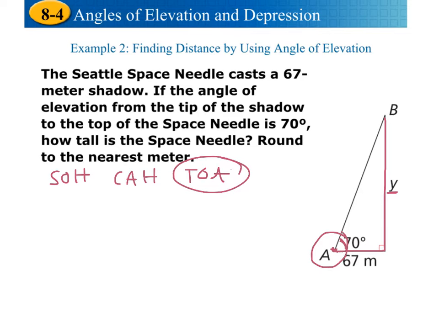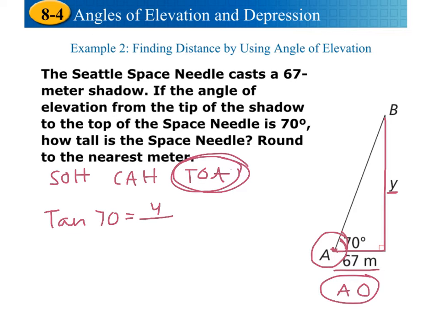Using this angle, angle A, it gives us the adjacent, and we're looking for the opposite. So we have to use the one that involves the A and the O. So we have to use TOA. So we're going to use the tangent of 70 is equal to, what is the opposite? Y. And what's adjacent? 67. So again, you need your calculators for this.